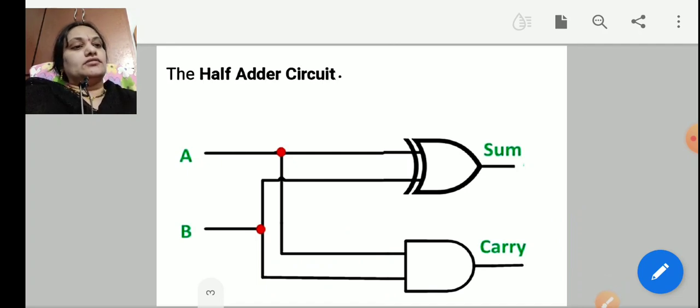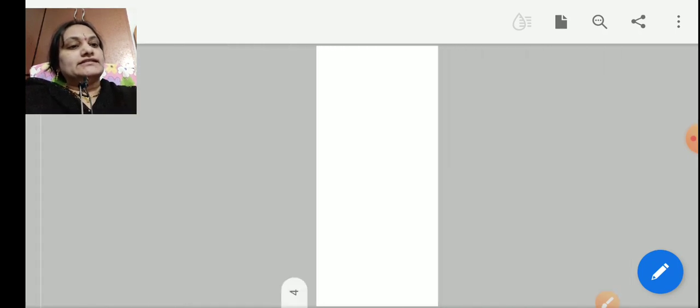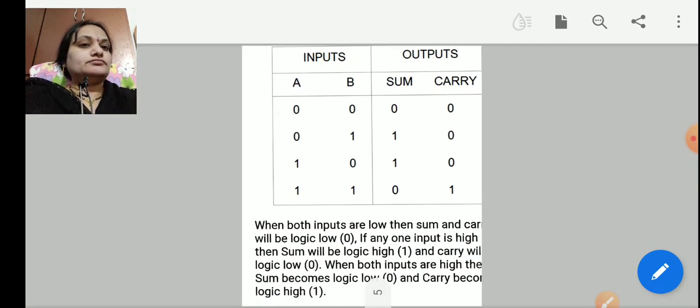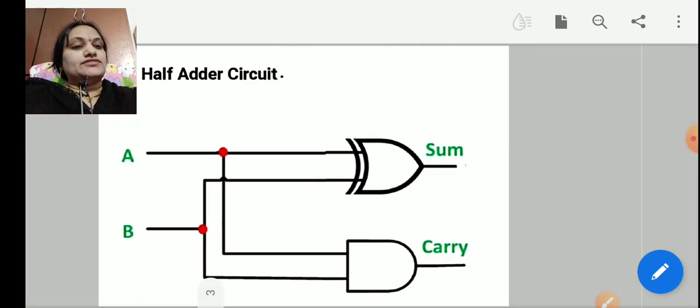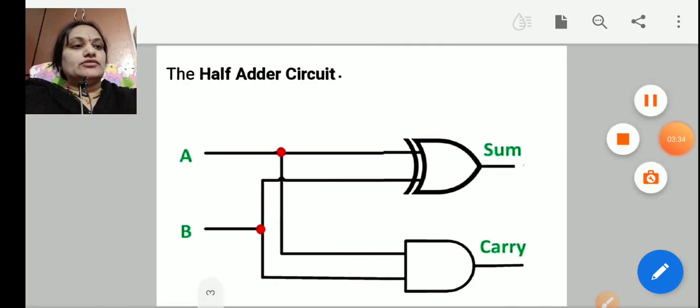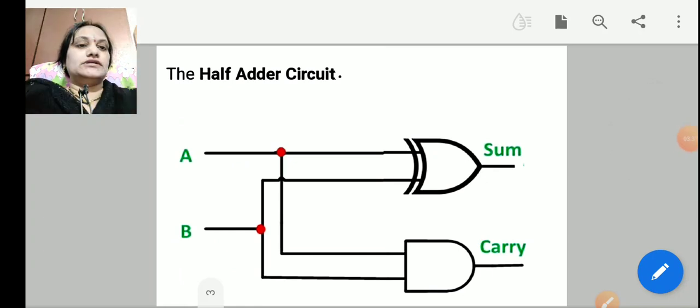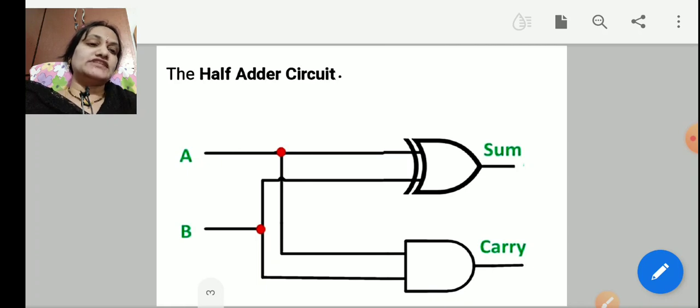So let us see its truth table. Actually, we know that a truth table is nothing but the relationship between the inputs and outputs. Basically the half adder circuit has two inputs and two outputs. Two inputs means A and B, and it has two outputs, called sum and carry.